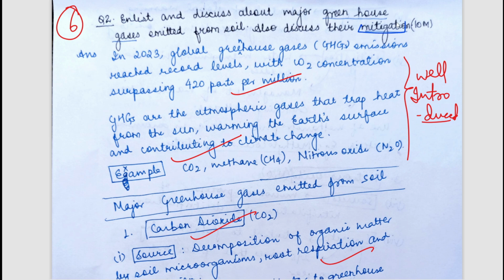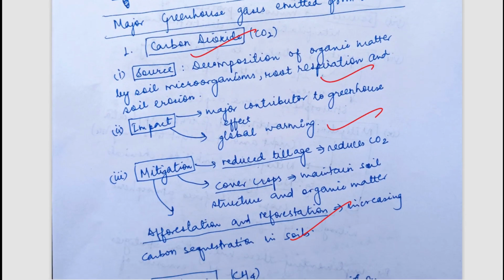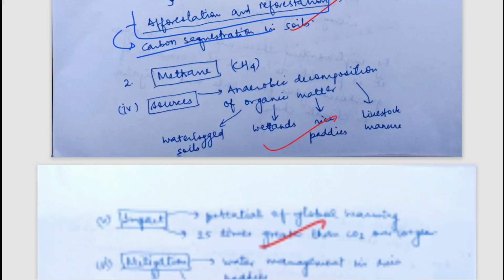discuss their mitigation. So these are the major greenhouse gases: CO2, methane, nitrous oxide, which is emitted from the soil. First, the greenhouse gas discussed is carbon dioxide; its sources, its impact, and its mitigation have been mentioned, such as using the method of reduced tillage, use of cover crops, afforestation and reforestation, because planting of trees can act as a carbon sink because they can sequester the carbons.